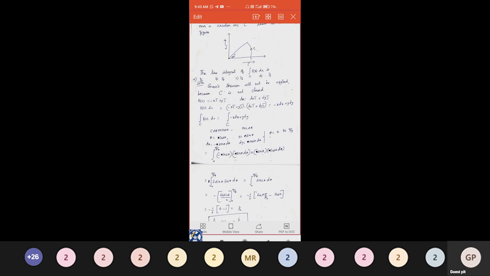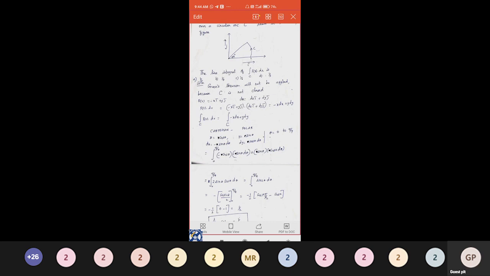C is a circular arc. We know that for Cartesian to polar conversion, x equals r cos theta and y equals r sin theta. But here the radius of the circle is 1. So therefore x is cos theta, y is sin theta. And theta varies from 0 to pi by 4, because we are taking only the circular arc between 0 and pi by 4 portion. It is given in the diagram. Now let us find dx and dy. dx will be minus sin theta d theta, and dy will be cos theta d theta.